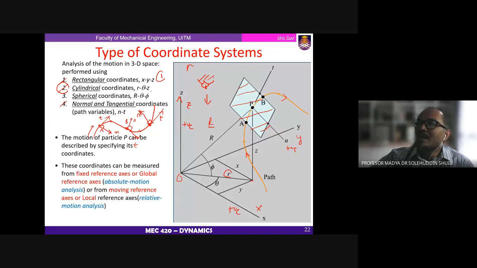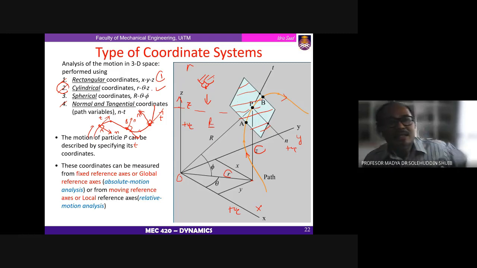Then you talk about the height of it, from here to here, which is the distance Z. So you have R, theta, and Z. That is the cylindrical coordinate system. Can any one of you give me one application of it?